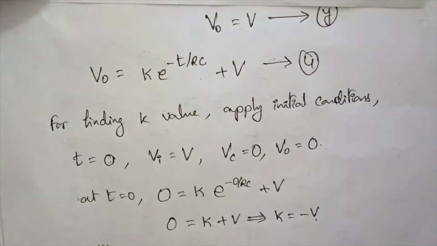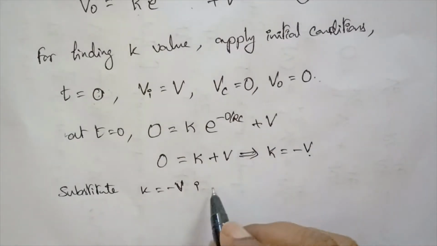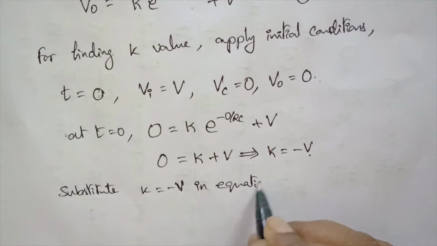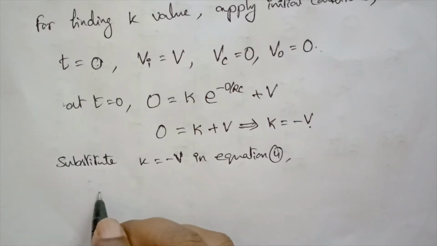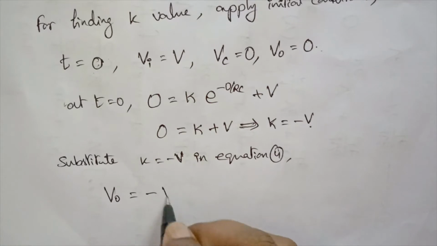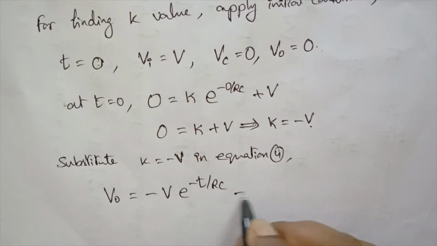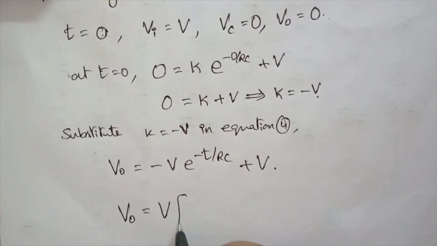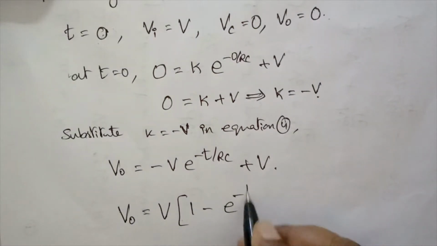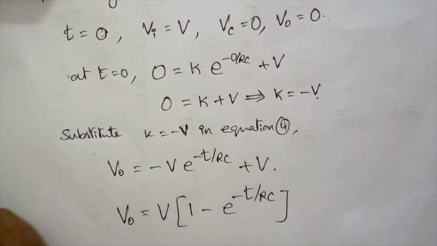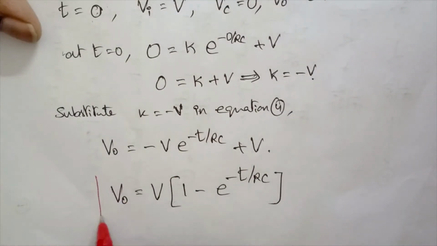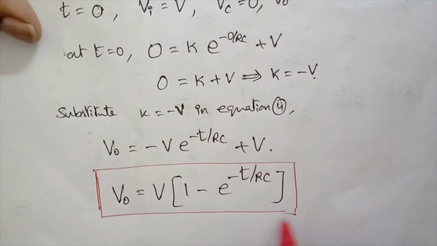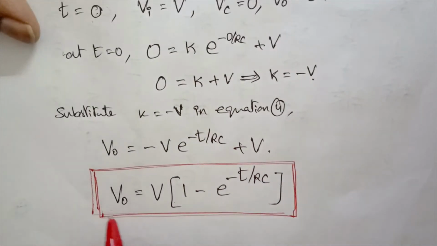Substitute k equal to minus V in equation 4. Then what will be the expression? V naught is equal to minus V e power minus t by RC plus V. This can be written, if you take V common, as V naught is equal to V into 1 minus e power minus t by RC. So this is the expression for the output voltage when the input is a step input.